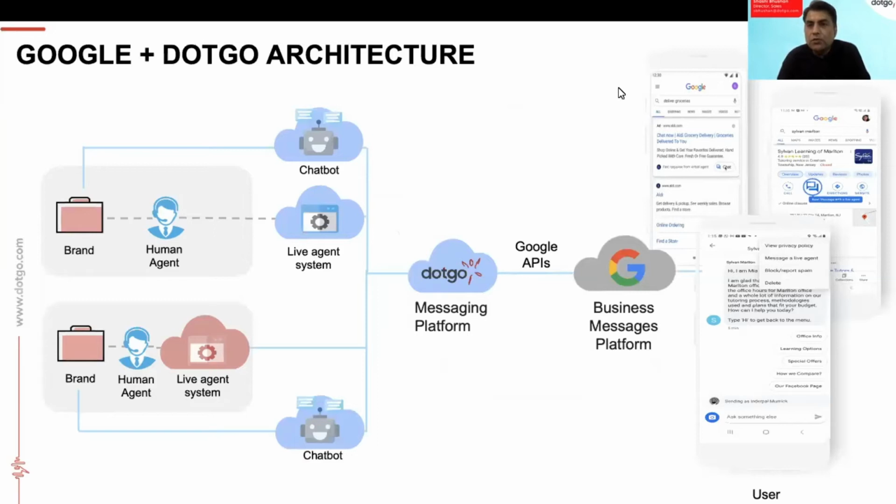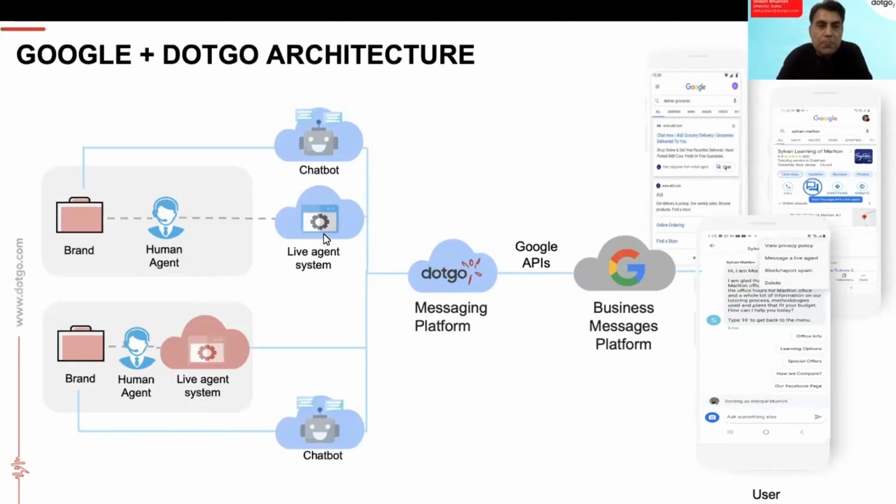Now, from what we do to how we do it, this is an architecture diagram that explains how we do that. On the left-hand side of your screen, you see brand over here. That's you, that's your business. On the right-hand side is your user, a customer. So if we look at here, the customer is looking for you online, they find you, they find a message button, they hit the message button. And once they hit the message button, Google's messaging platform hands it over to the Dotgo messaging platform. And from here, Dotgo takes over the conversation either through a chatbot or a live agent or a combination of both.